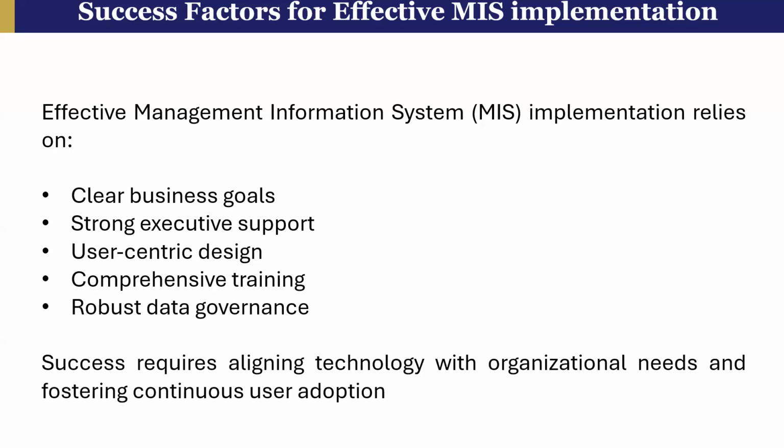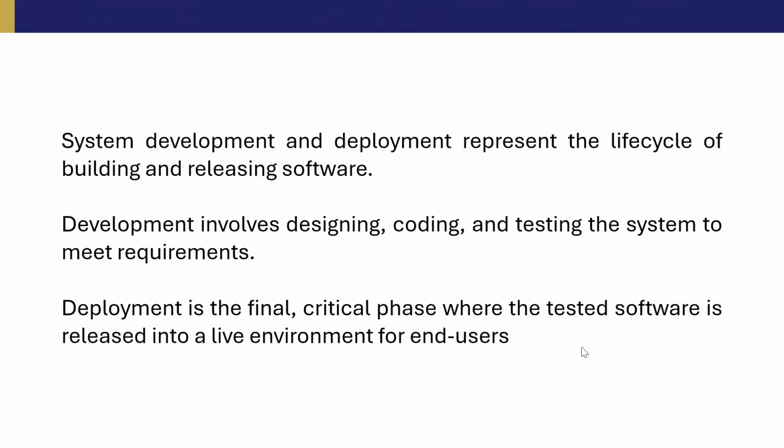So to be successful, there's the need to align all the technology with organizational needs so that you can foster continuous user adoption. So one, the alignment of technology with organizational needs and the user. All these three facets must come. They must all be in agreement: the technology, the needs, and the training aspect of it, continuous adoption of it.